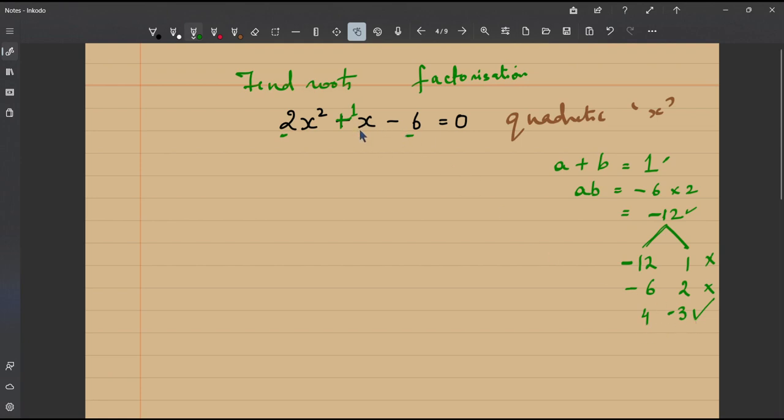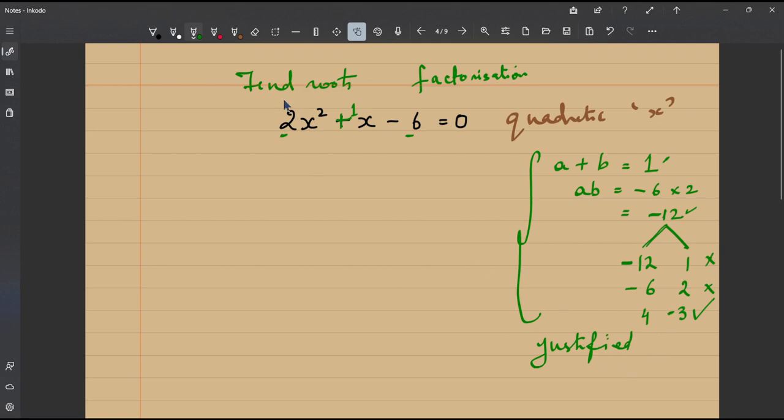Now, we are doing the splitting of the middle term automatically, in fact mechanically, but in a separate video I have justified why we split the middle term for factorization of the quadratic equation. I recommend that you watch that video so that you get complete clarity on why we are doing this procedure. I'll provide the link for you to watch that video.